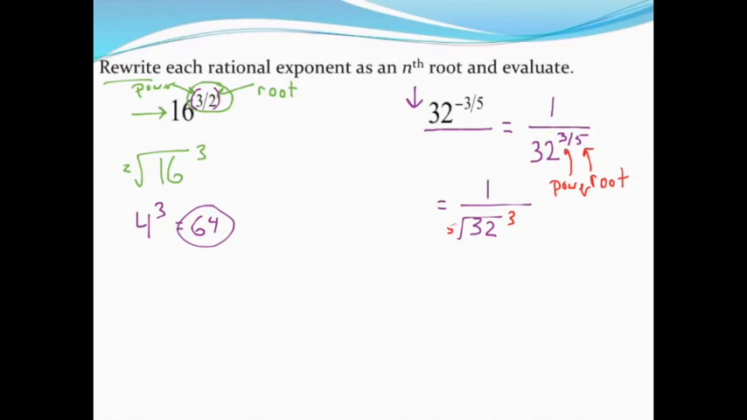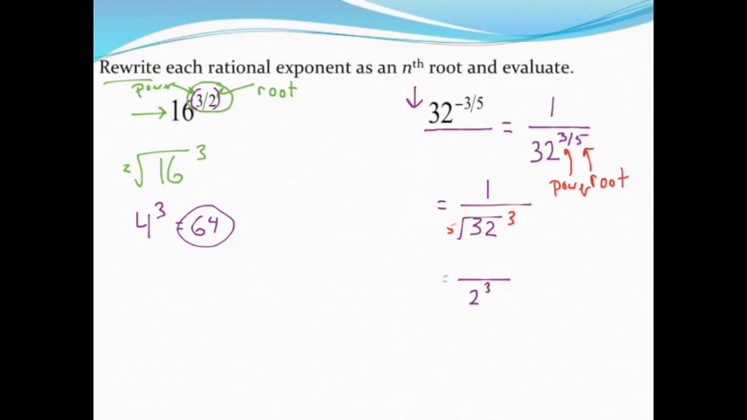Again, I'm free to do either step first. I can either do the 5th root of 32 and then cube that answer, or I can raise 32 to the 3rd power and then take the 5th root. Let's do the root part first. That's going to get you typically a smaller answer, and it's something that I can do in my head. The 5th root of 32 is 2. If you didn't know that, you could guess and check, or do the 5th root of 32 on your calculator.